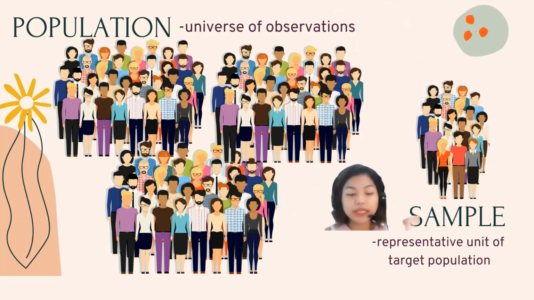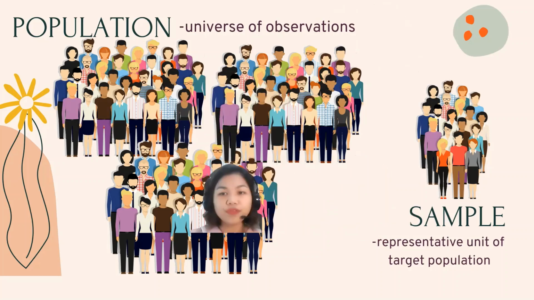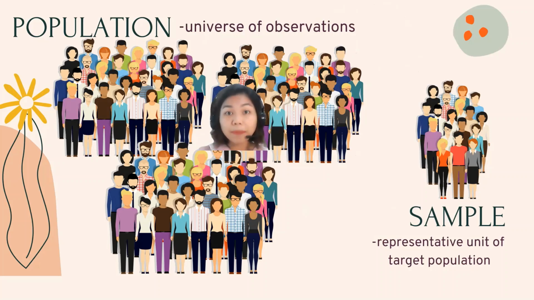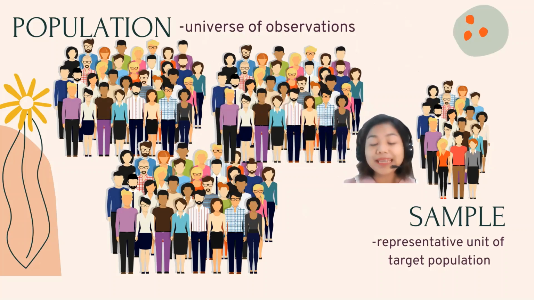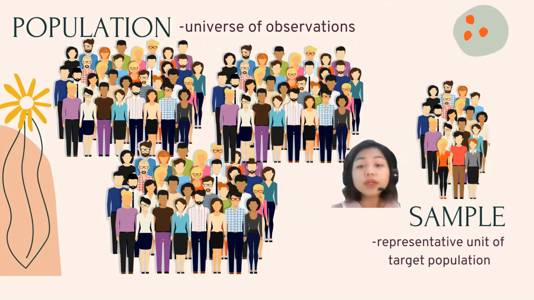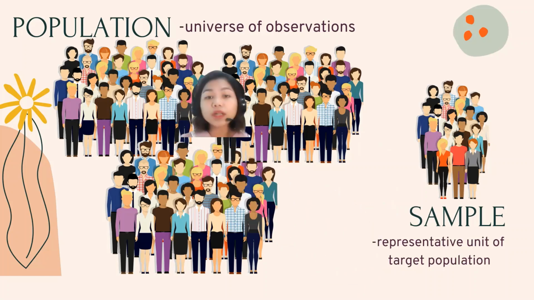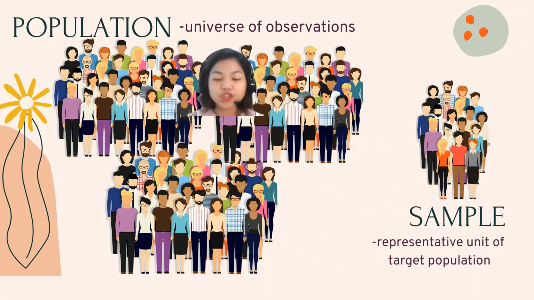Meanwhile, a sample here is a part of this population, or it's actually a segment of the population that we take out because we need to use this to examine and draw our conclusion from. So we call this as a representative unit of our target population. So it is actually called as subject or respondents of the study. So I hope that's already clear with you.